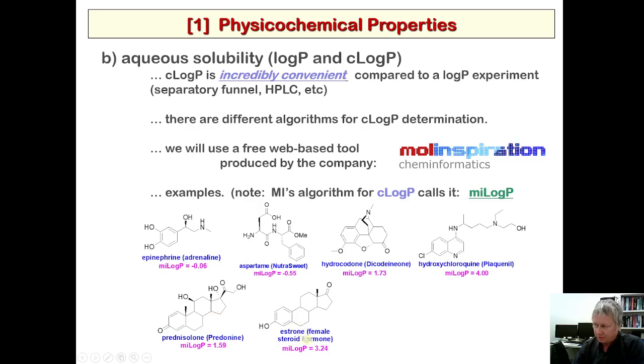Estrone, the female steroid hormone, is getting a little larger. It is a steroid, but it also has a hydroxy group and the ketone. Cholesterol, as expected, is a really greasy molecule. This isn't really taken as a drug, but it's a component of your cell membranes and things like that. But its log P is about 7.62, so it's almost on the extreme end of the spectrum.